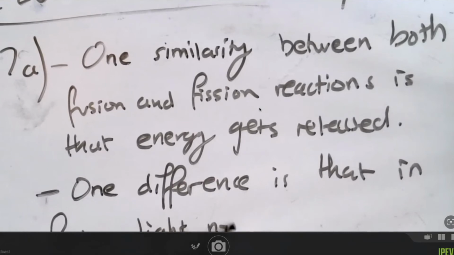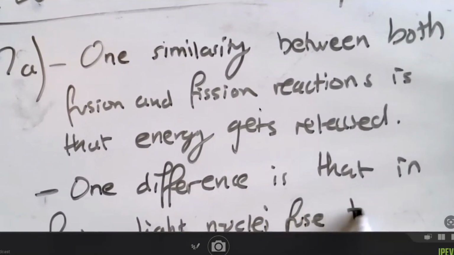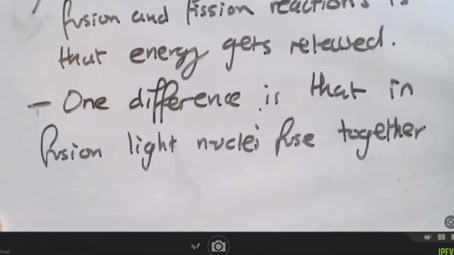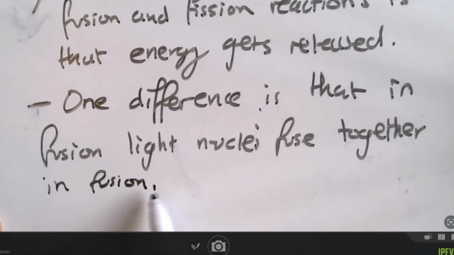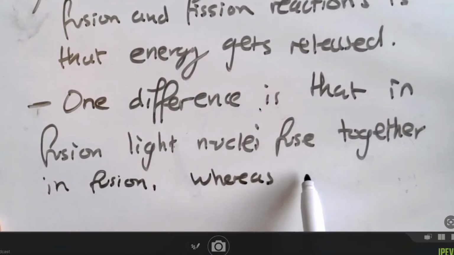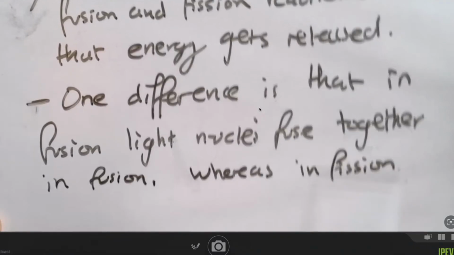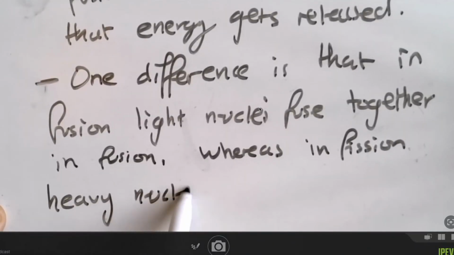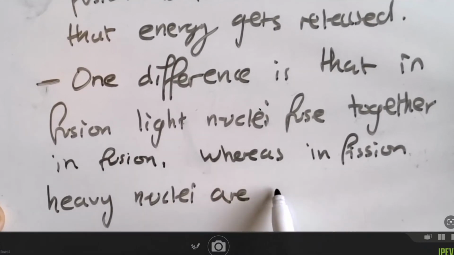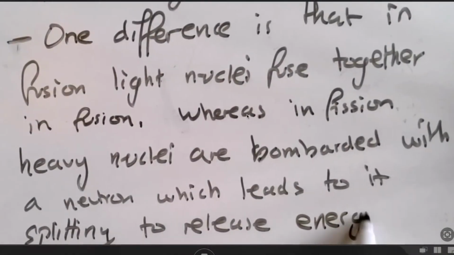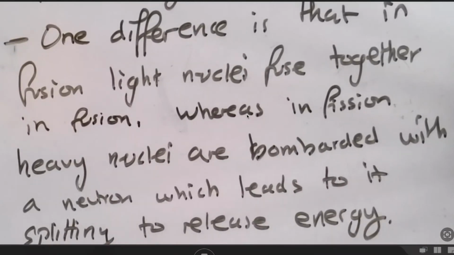So light nuclei fuse together in fusion, okay, whereas in fission we have heavy nuclei absorbing a neutron, and then that leads to them splitting to daughter nuclei, and then energy gets released.